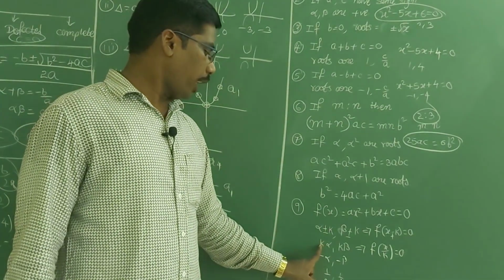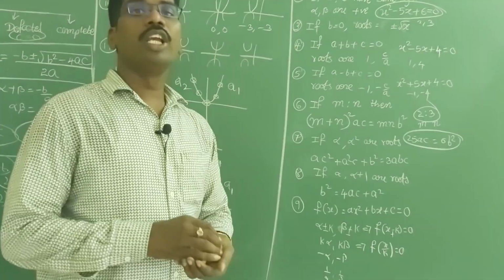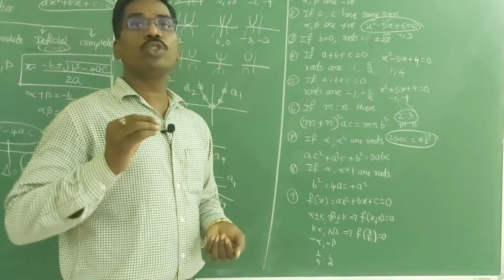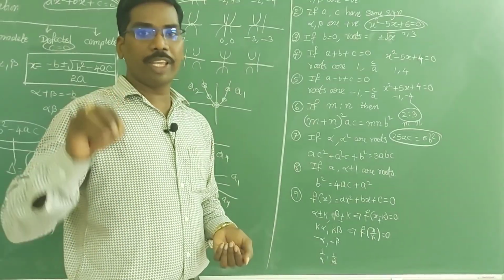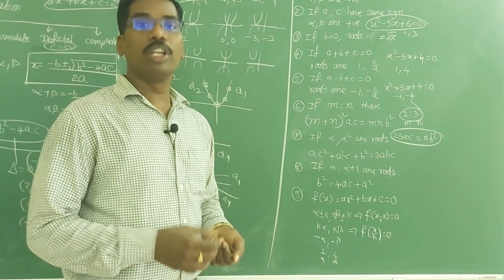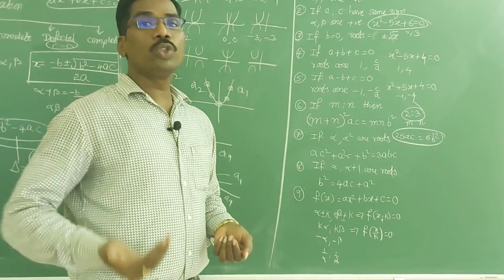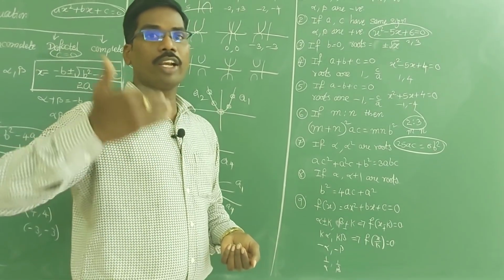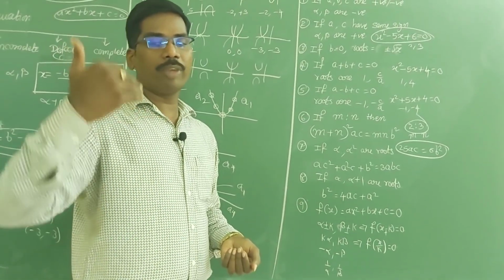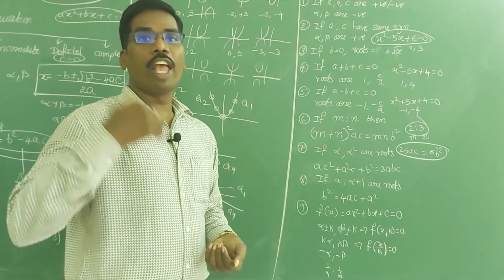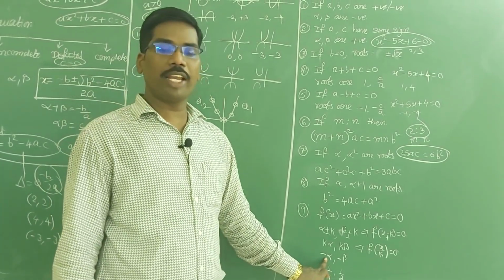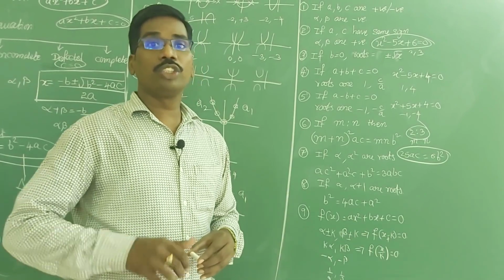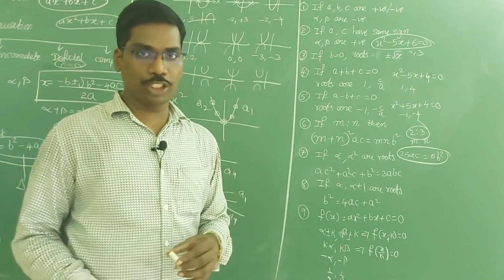And to find the new equation whose roots are k alpha and k beta, the equation will be f of x by k is equal to 0. If the roots are alpha by k and beta by k, then the new equation will be f of kx is equal to 0. If the roots are minus alpha and minus beta, then the new equation will be f of minus x is equal to 0.